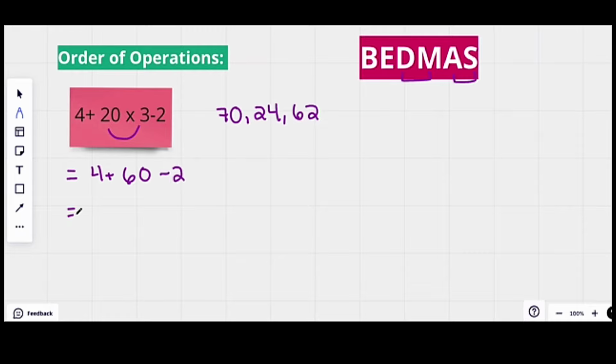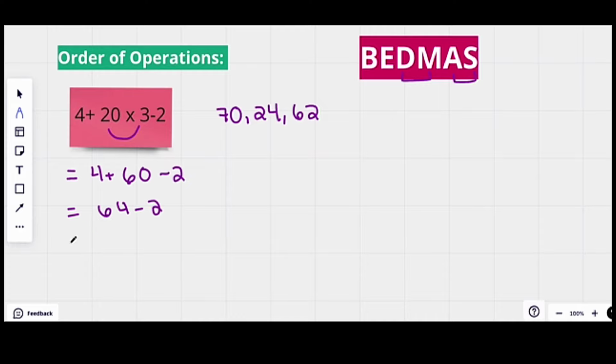The best thing to do is to always go step by step, line by line, so you don't get lost along the way. Now we've got an addition and a subtraction. So we said that when we have addition and subtraction, we're going to do them in order of whichever comes first on the left. So the addition comes first, so we're going to take care of that, and we're going to go 4 plus 60 gives us a 64. We put the minus 2 right here.